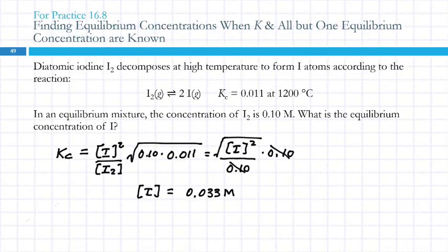We almost never have to do this. We usually have to do the harder one. The harder one is making the ICE table. There's just more steps. But that's much more practical because usually you don't know the equilibrium concentrations. That's why you're wanting to know the equilibrium concentrations.